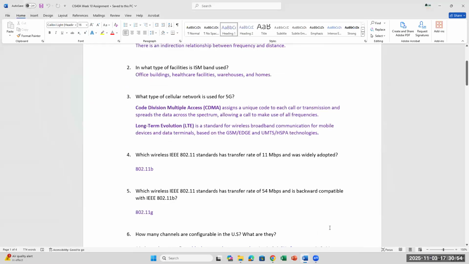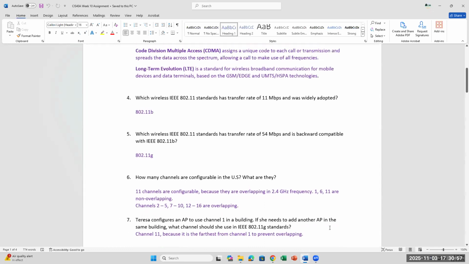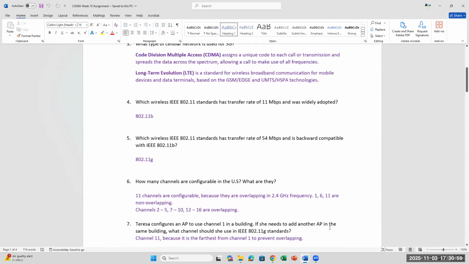Okay, let's talk about the next field. Number 4 asks which wireless IEEE 802.11 standard has a transfer rate of 11 megabit per second and is widely adopted, and that was 802.11b. So you can refer to the table on the notes. Which wireless 802.11 standard has a transfer rate up to 54 megabit per second and has backward compatibility with 802.11b, and that is 802.11g. So make sure we know the specific one.